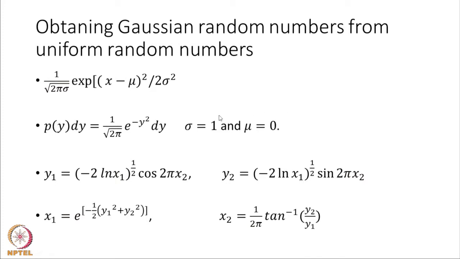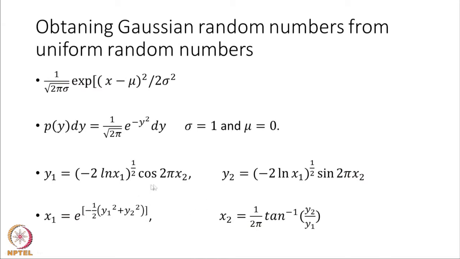So, the way to do it would be you define two uniform random numbers y1 and y2, and from y1 and y2 you get x1 and x2. How do I get x1 and x2 from y1 and y2? x1 will be e to the minus half (y1 square plus y2 square), this is 1, and x2 is 1 by 2 pi tan inverse y2 by y1. This arithmetic you can work out. So, all you have to do is to generate two random numbers y1 and y2 between 0 and 1, and from that generate two Gaussian random numbers x1 and x2.